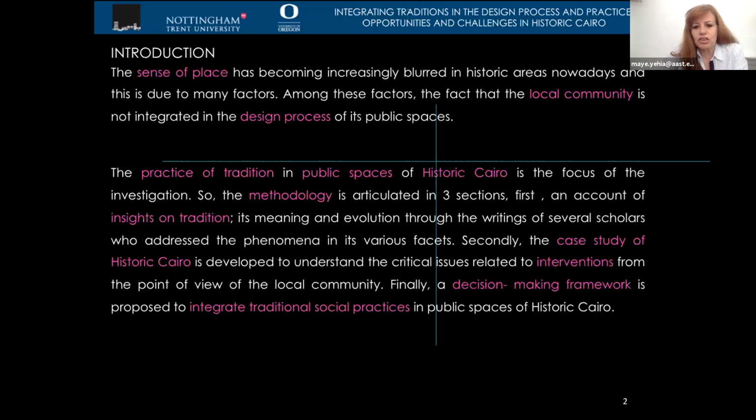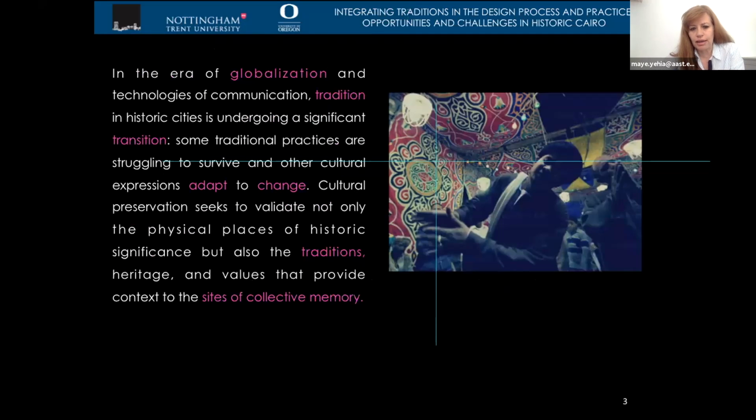So the methodology is articulated in 3 sections. First, an account and insight on tradition, its meaning and evolution through the writings of several scholars who addressed the phenomenon in its various facets. Secondly, the case study of historic Cairo is developed to understand the critical issues related to interventions from the point of view of the local community. And finally, a decision-making framework is proposed to integrate traditional social practices in public spaces of historic Cairo.